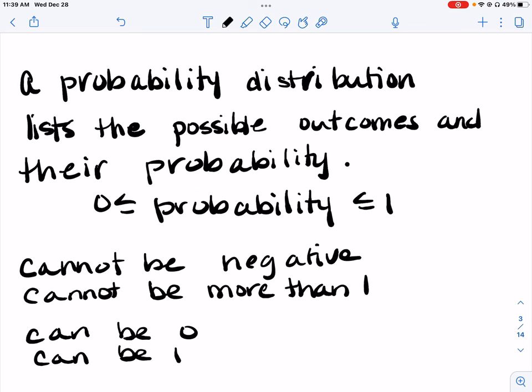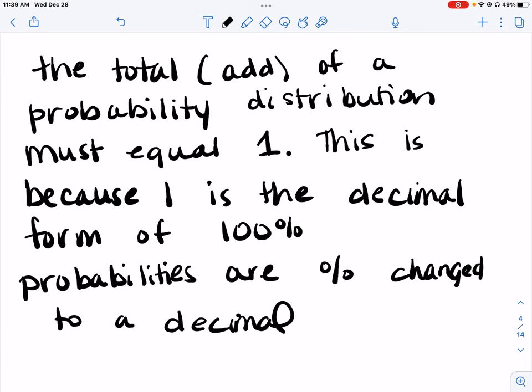A probability distribution lists the possible outcomes and their probability. Probability must be between 0 and 1. The lines underneath the less thans mean or equal to, and that means include. Can't be negative, can't be more than 1. It can be 0, and it can be 1. The total when you add must equal 1. This is because 1 is the decimal form of 100%.